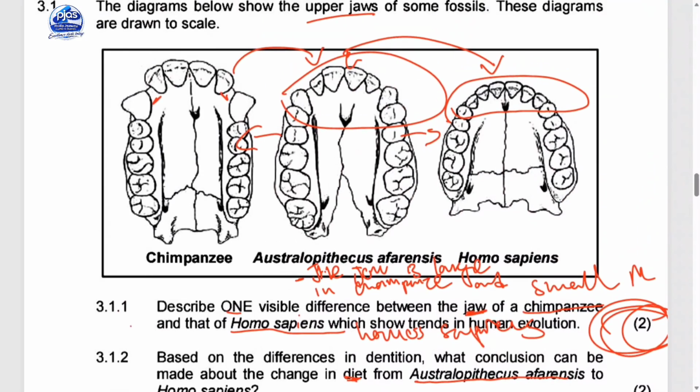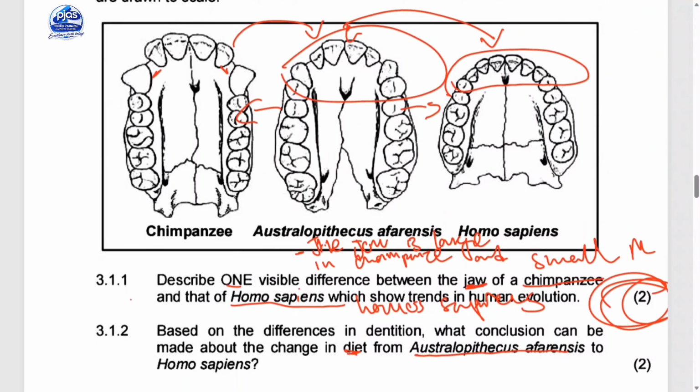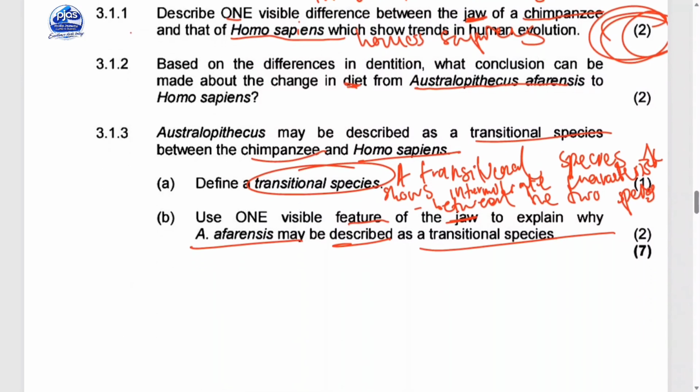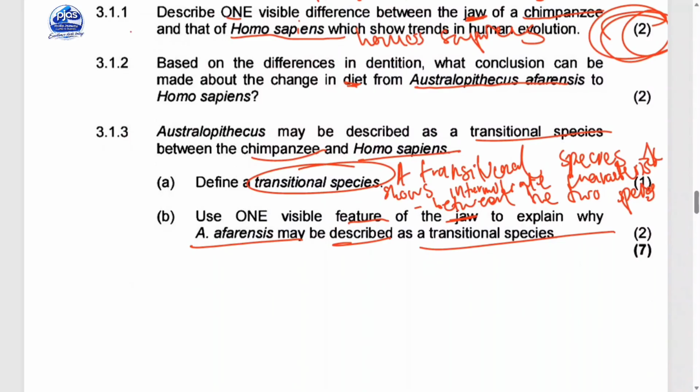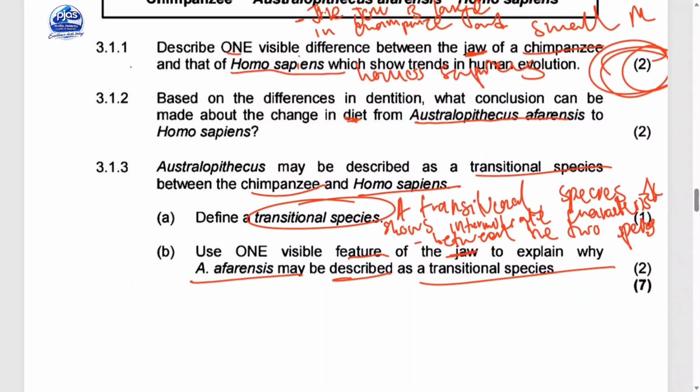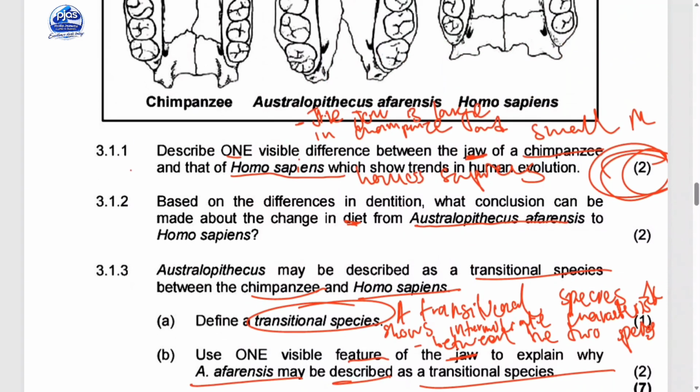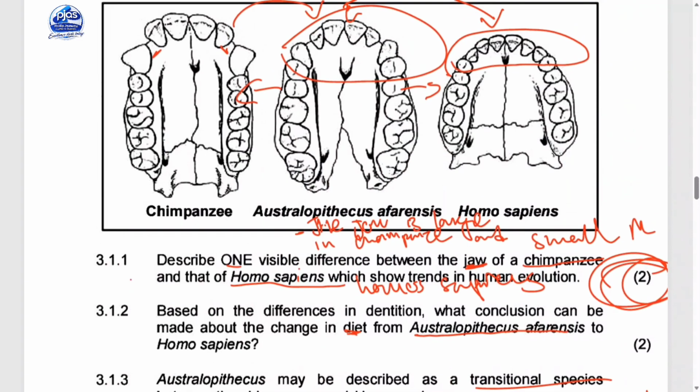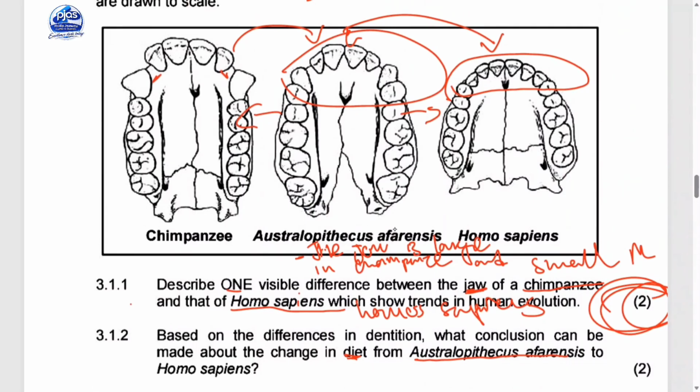Okay, let us go back now. So if you can check now, we said what is a transitional species. It is the species or a transitional fossil, meaning that now that shows what? The characteristics between the two species. Meaning that now it has the characteristics of this one and this one, right? So now, if you can check what makes us to say that afarensis may be described as a transitional species. Meaning that now we're going to check what? The feature of the jaw. What you see, they say one visible feature.